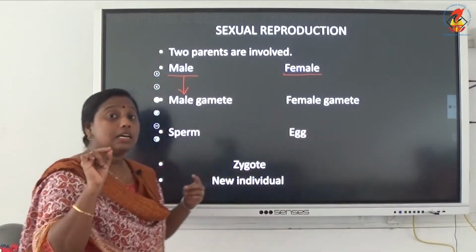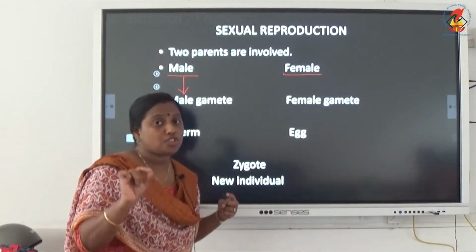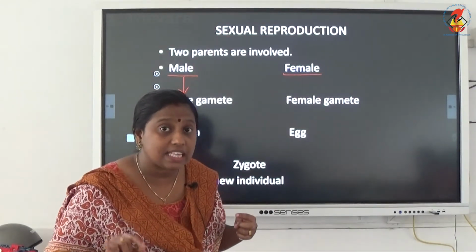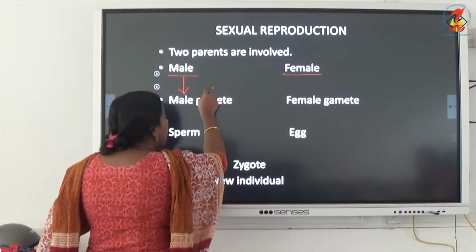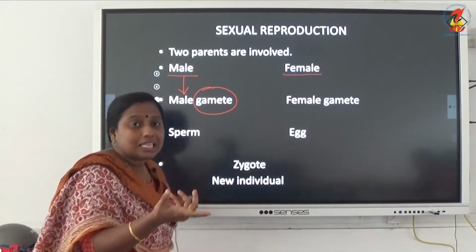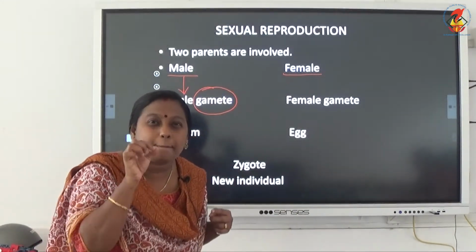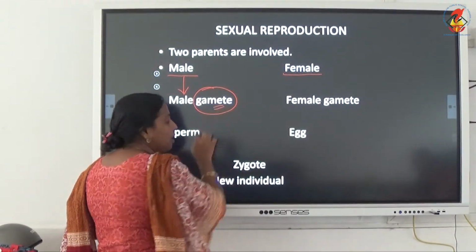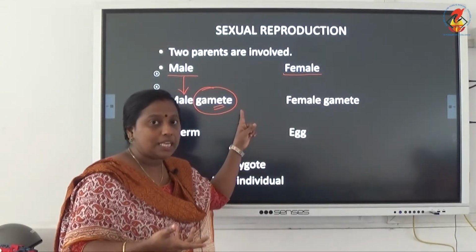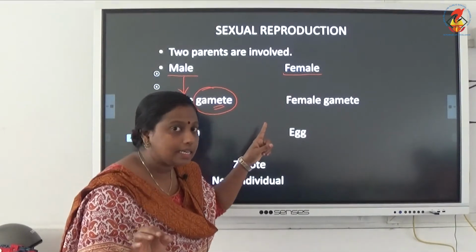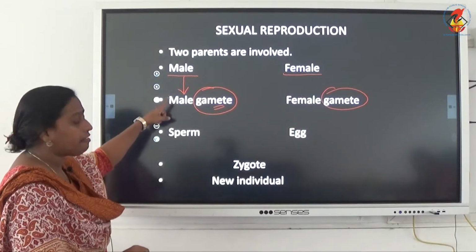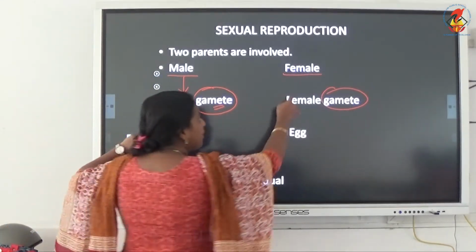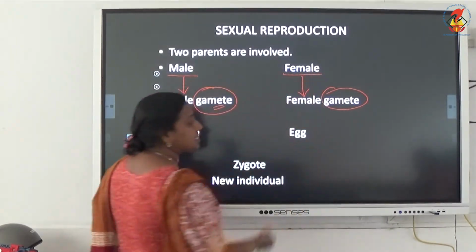Now, the cells which are involved in the process of reproduction, you call them reproductive cells and you give them a name, you call them gametes. Is this clear? So, there is a male gamete and a female gamete. The reproductive cell of male is called the male gamete. The reproductive cell of female, you call it the female gamete.